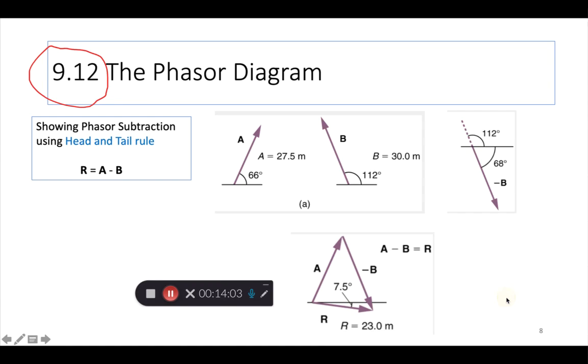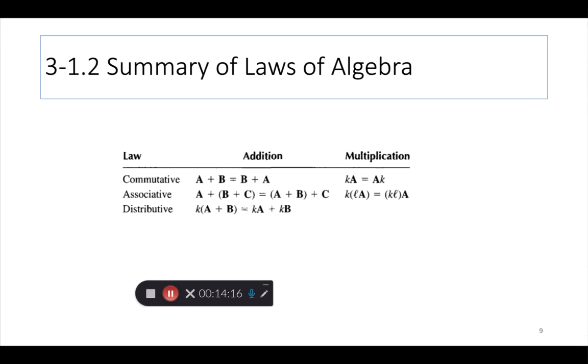So far, we don't have to worry too much about this graphical method. I don't know where we may use it later on, but it's in the chapter, so we should learn it.